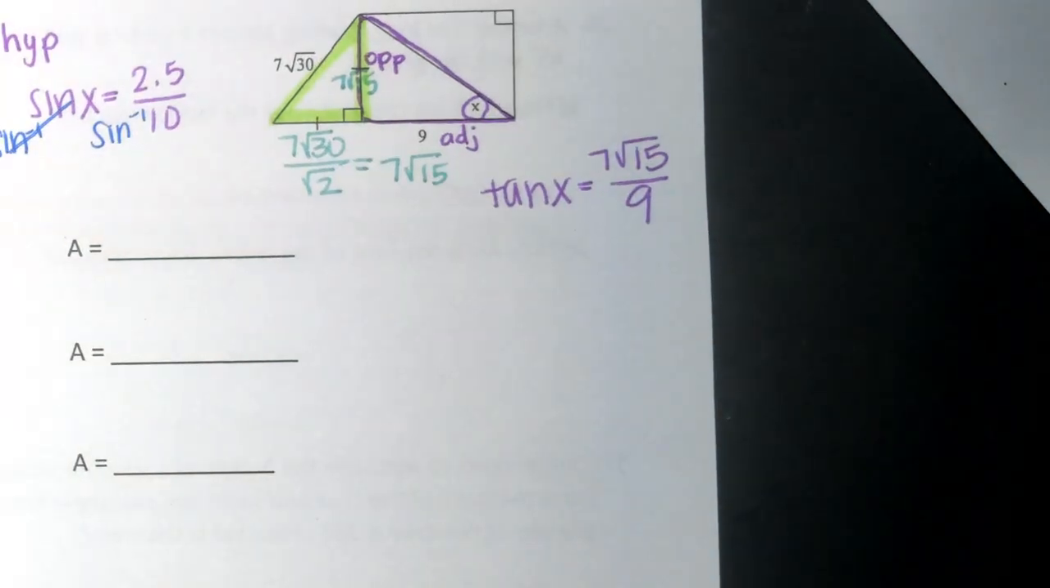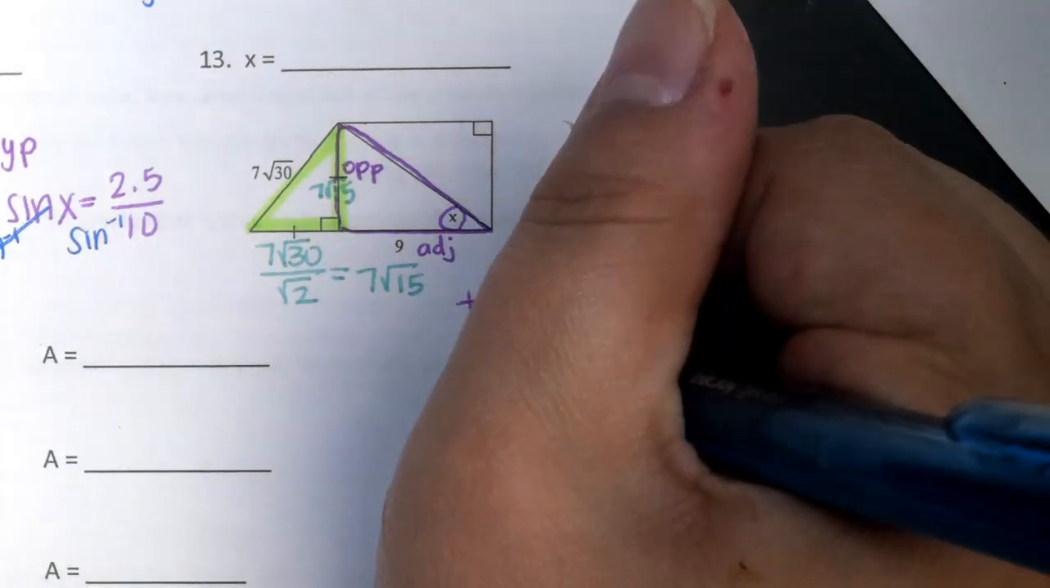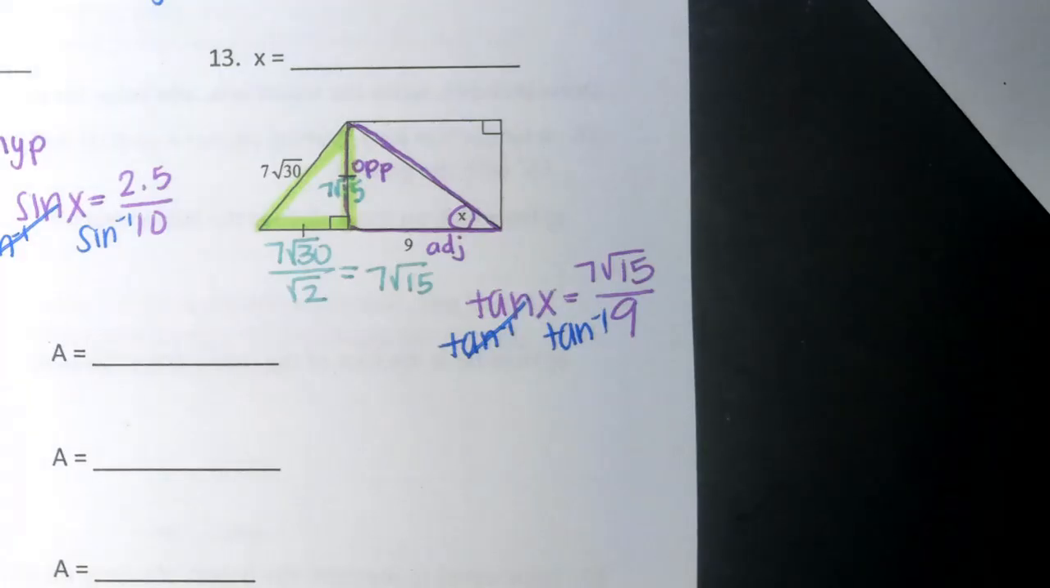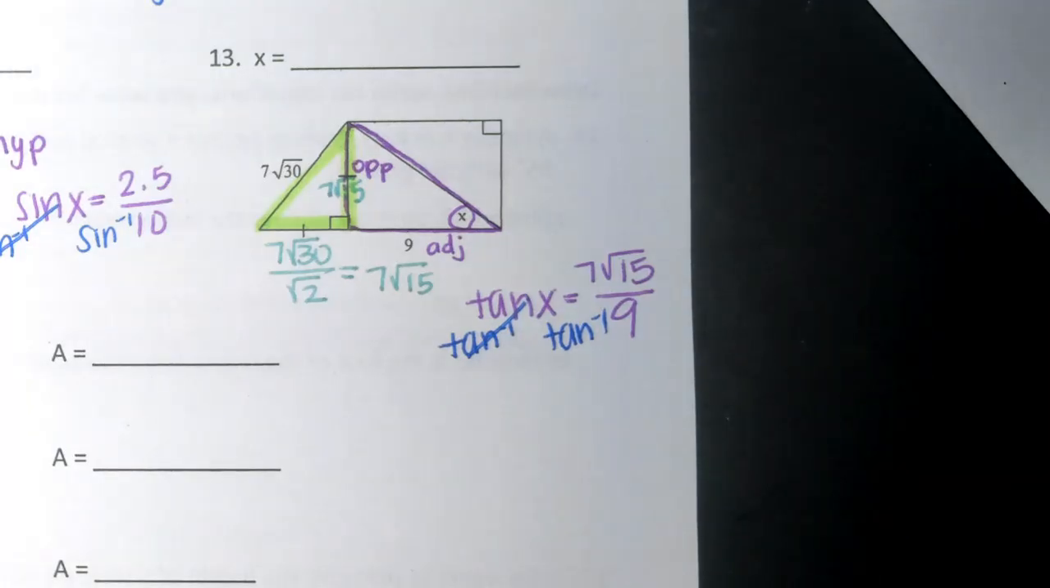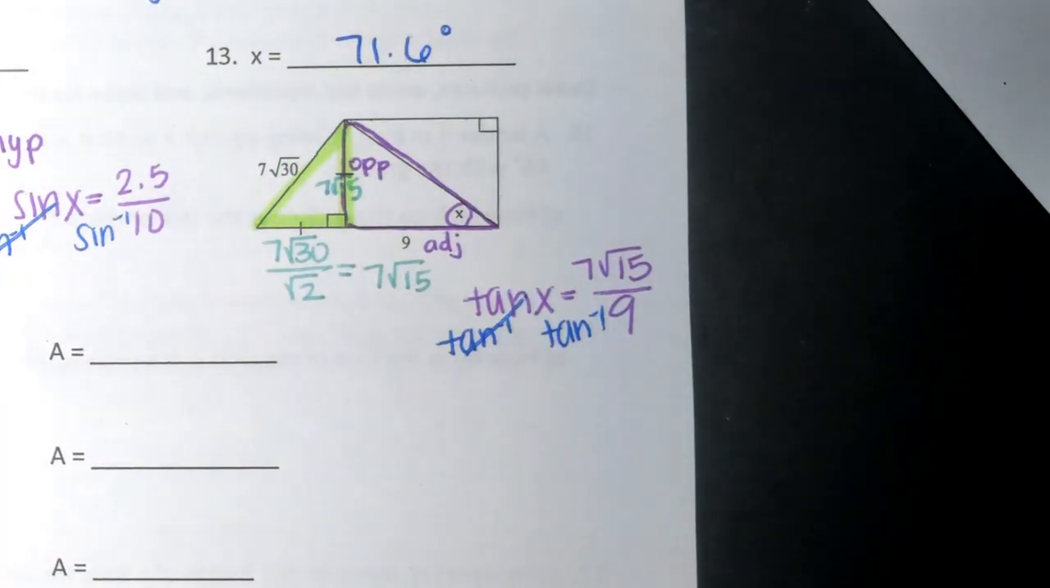How weird. Okay. What do I do next to get x? Inverse tan. And when I put that in the calculator, what'd y'all get? 71.6 degrees is my answer. We okay?